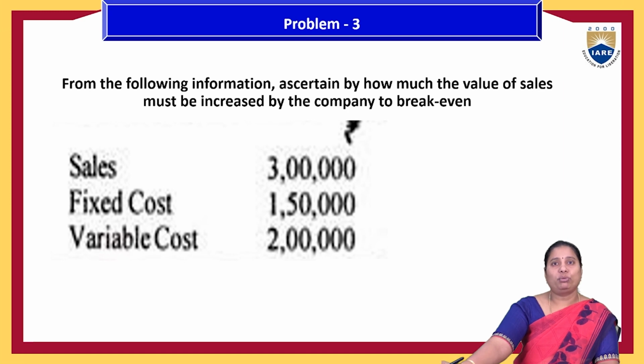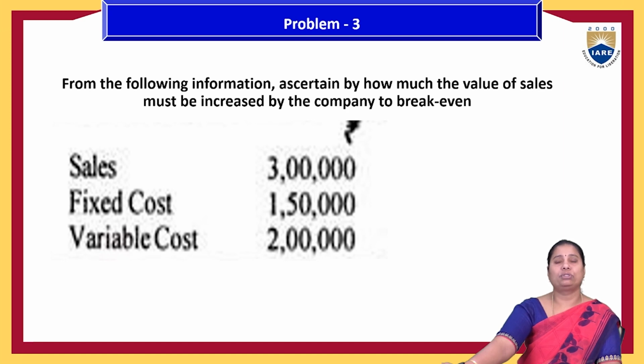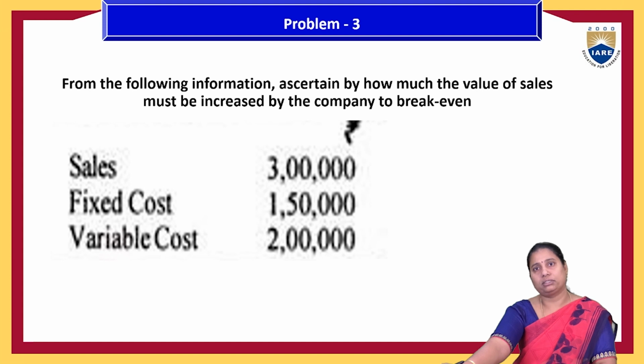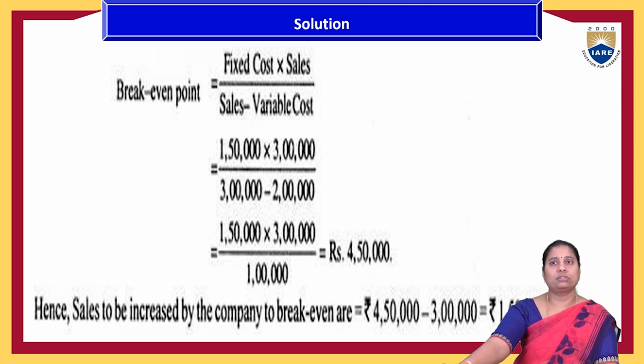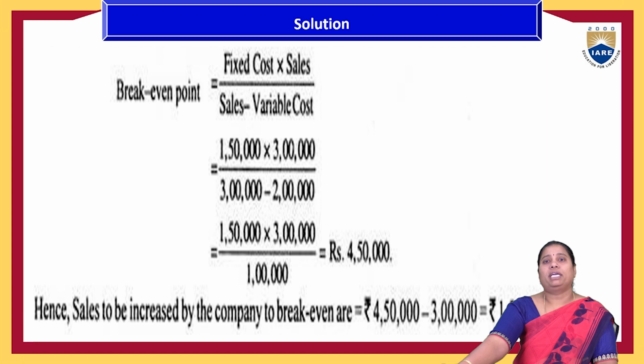Now, the next problem: from the following information, ascertain by how much the value of sales must be increased by the company to break even. Sales are 3 lakhs, fixed cost is 1,50,000 and variable cost is 2 lakhs. The break-even point equals fixed cost into sales divided by sales minus variable cost. That is 1,50,000 into 3 lakhs divided by 3 lakhs minus 2 lakhs, that is 4,50,000, the total break-even point.